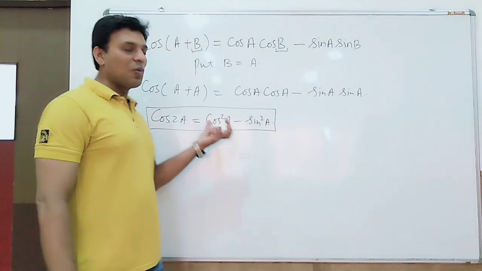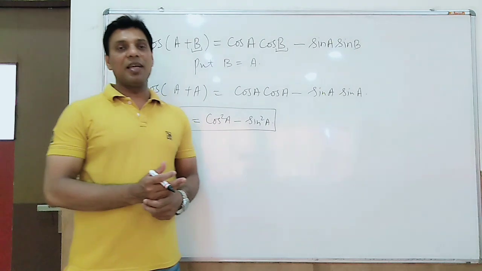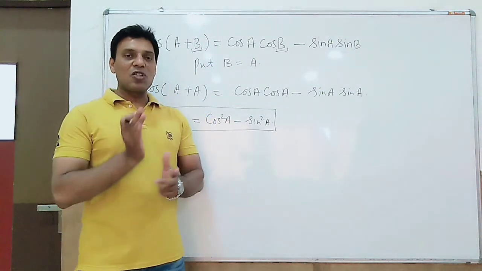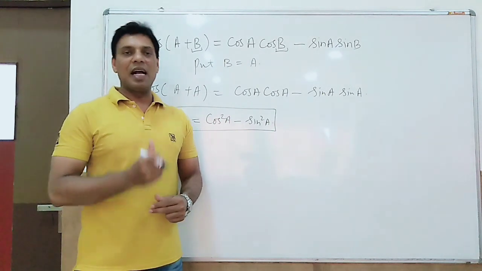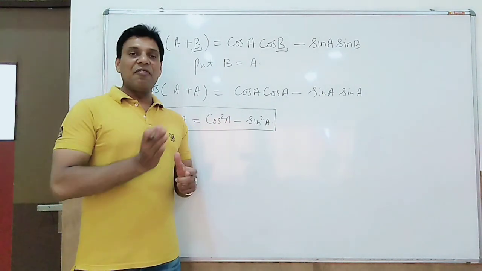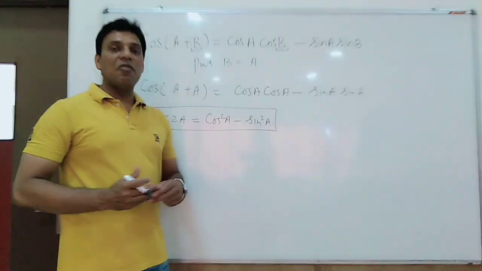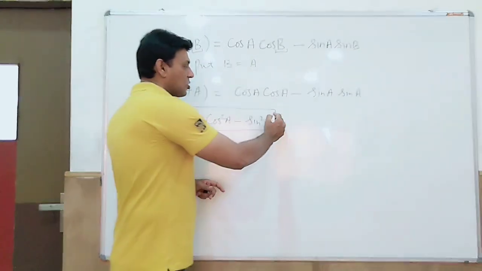So the cos 2A formula is cos square A minus sin square A. And I think you have remembered, if it would be plus, that is cos square A plus sin square A, that is 1. But if we have cos square A minus sin square A, then this is the formula for cos 2A.